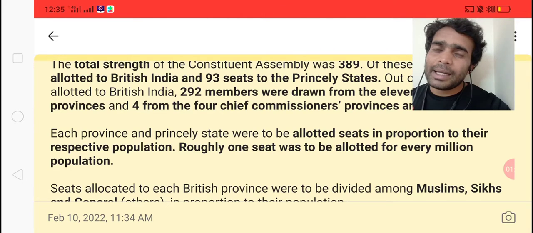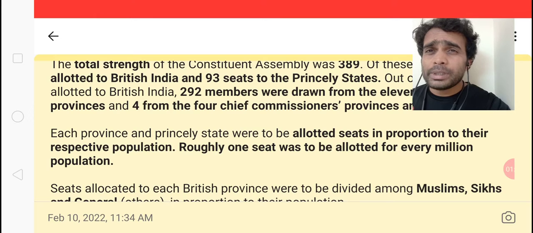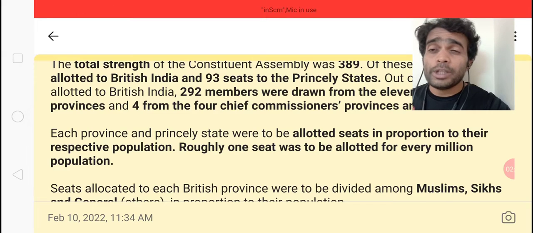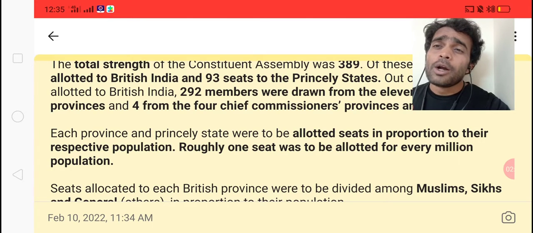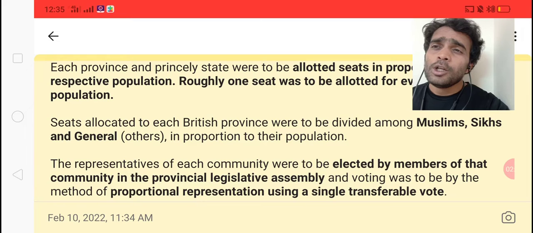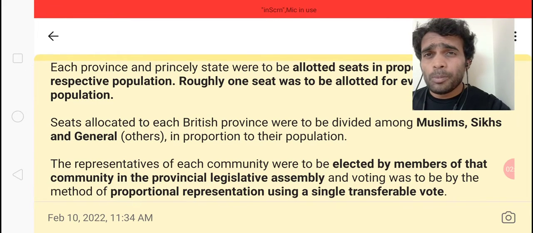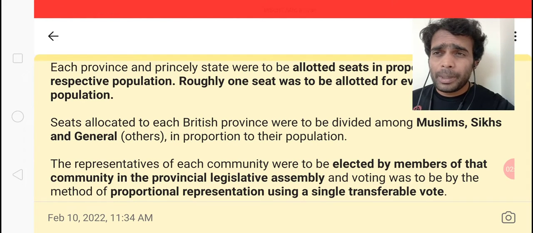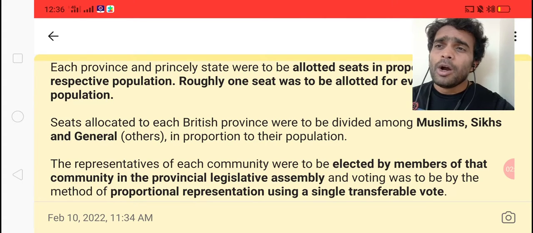Now imagine there is a British Indian province C and it has a 10 million population. So there will be 10 representatives from this province to the Constituent Assembly. So there was no uniformity in the seats allocated to the Constituent Assembly under the Cabinet Mission Plan. The seats allotted to each British province were to be divided among Muslims, Sikhs and the general, that is, others, the people who do not belong to the Muslim community and the Sikh community, in proportion to their population.